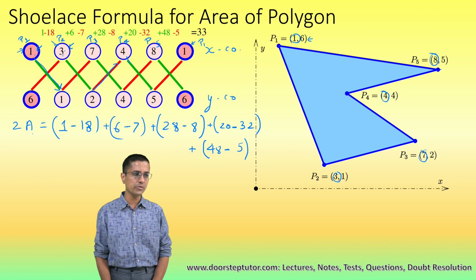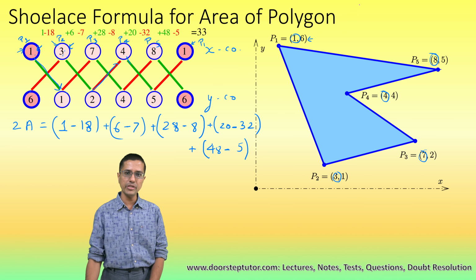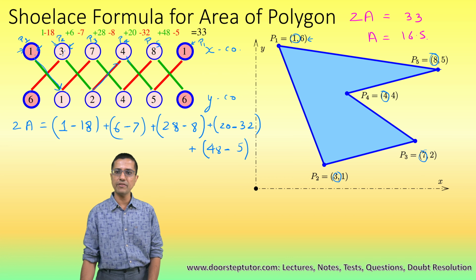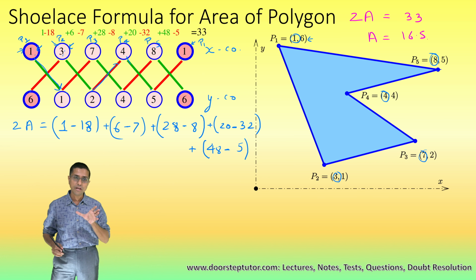Note that this is 2 times the area. So now we compute this, we do this arithmetic. Okay, it is very simple. I am sure you will be able to do this, and you will come up with an answer of 2A is equal to 33. Therefore A would come out to be 16.5, and that is our answer. The shoelace formula for area of polygon, this is how we apply it.